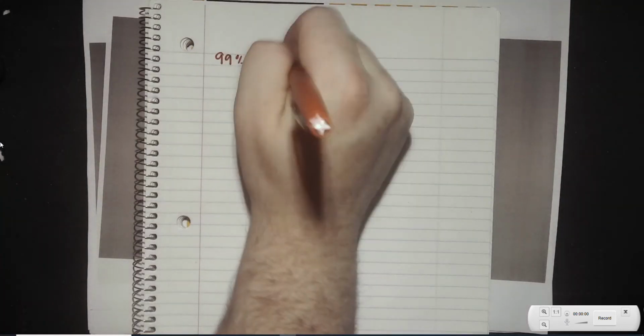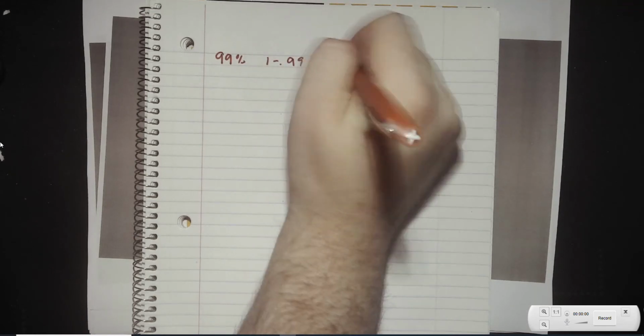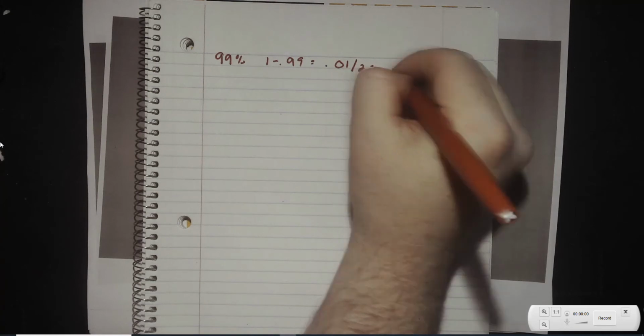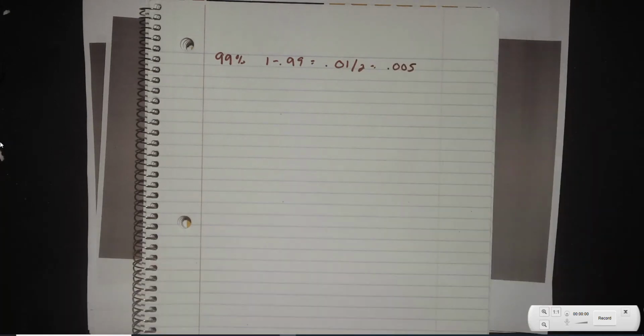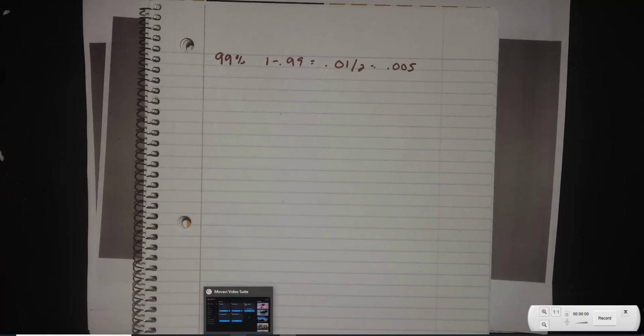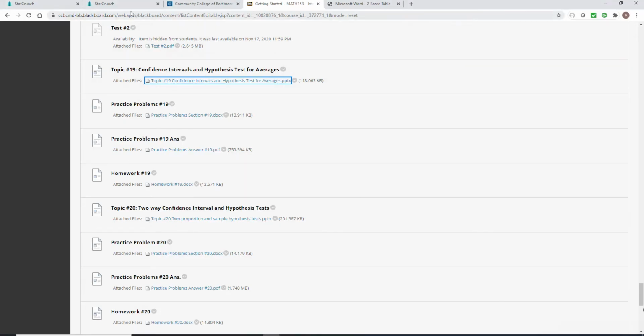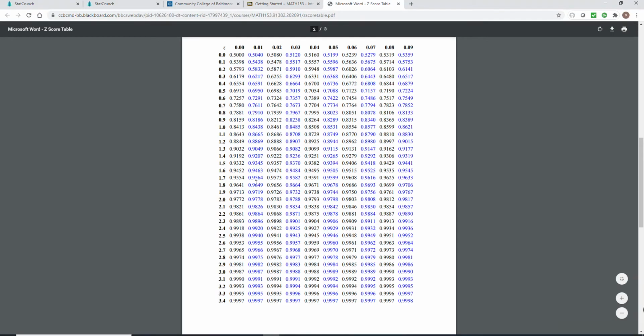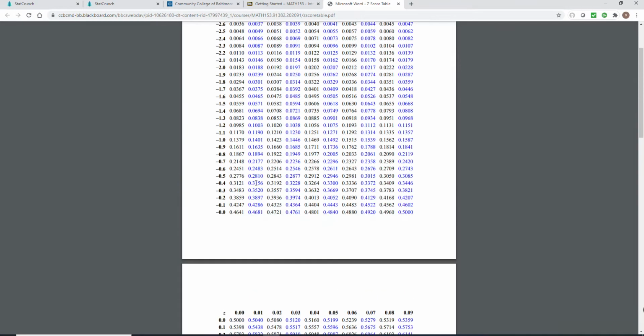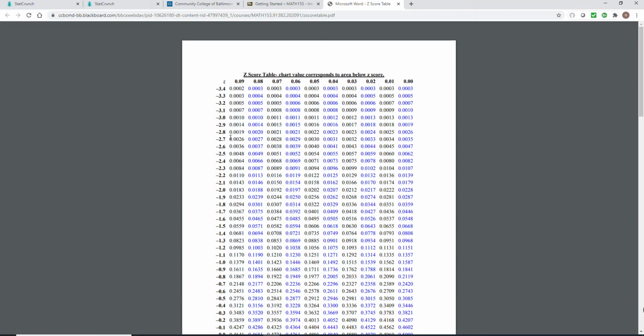So what I want to do for that one, for 99%, is 1 minus 0.99, and that gives me 0.01. I'm going to divide that by 2, and that gives me 0.005. I want to look at my chart and see which one gives me the closest to that. So, on my z-score chart, 0.005 would be in between these two, between 2.58 and 2.57, so that's going to give me 2.575.